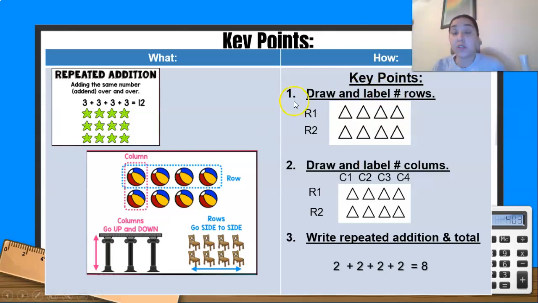So the key points: the first one is that you draw and label the number of rows. And remember, we label it R1, that stands for row 1, and R2 for row 2. Then you draw and label the number of columns. In this case, we put C1, which is column 1, column 2, column 3, and column 4. And key point number 3 is that you write the repeated addition and the total. In this case, each column has 2, so 2 plus 2 plus 2 plus 2, and that equals 8.